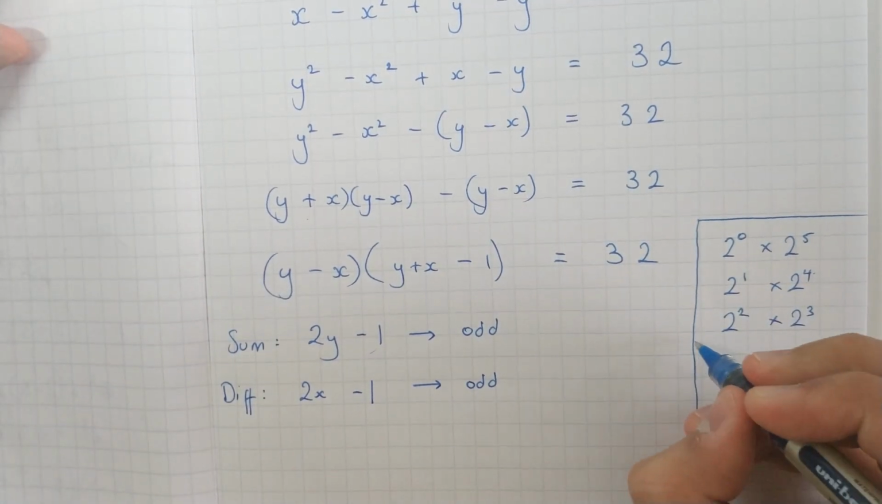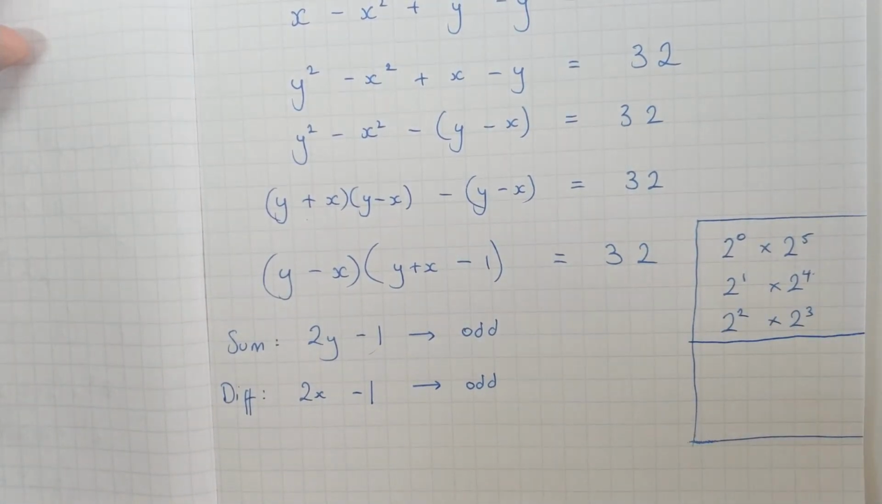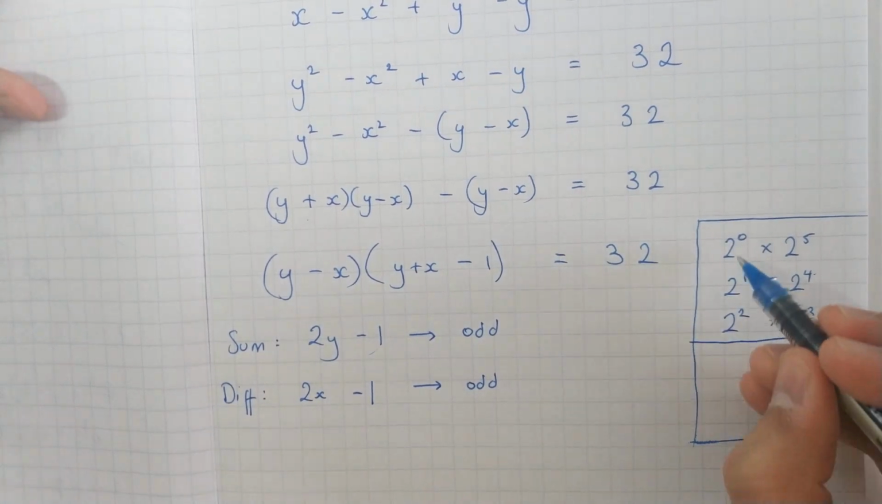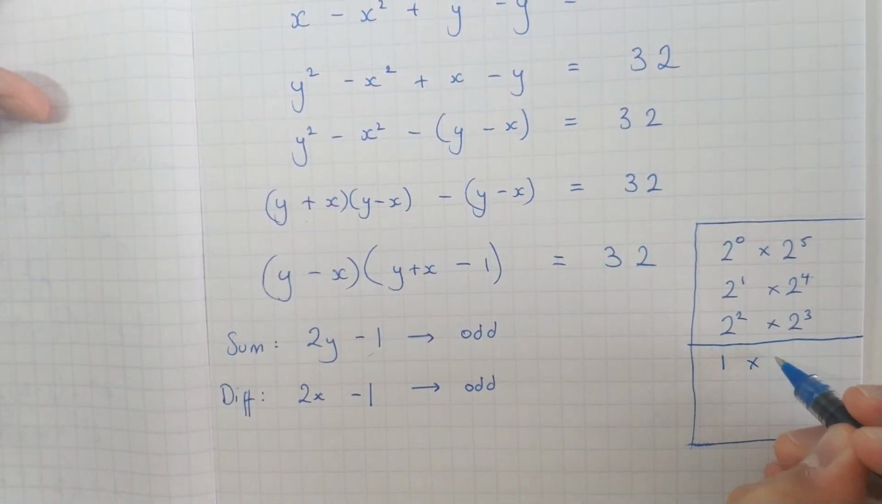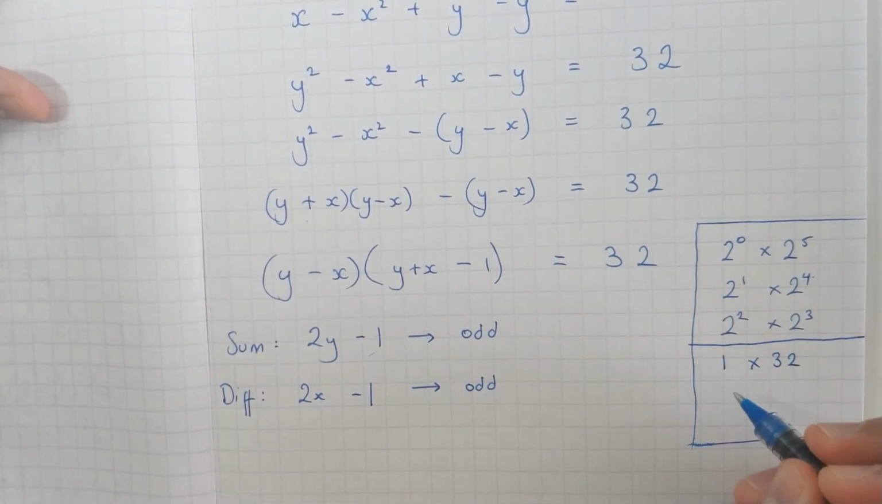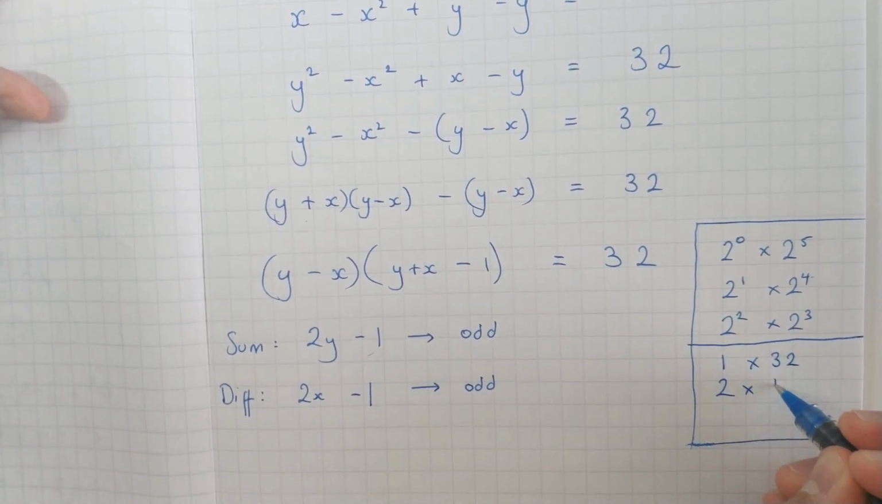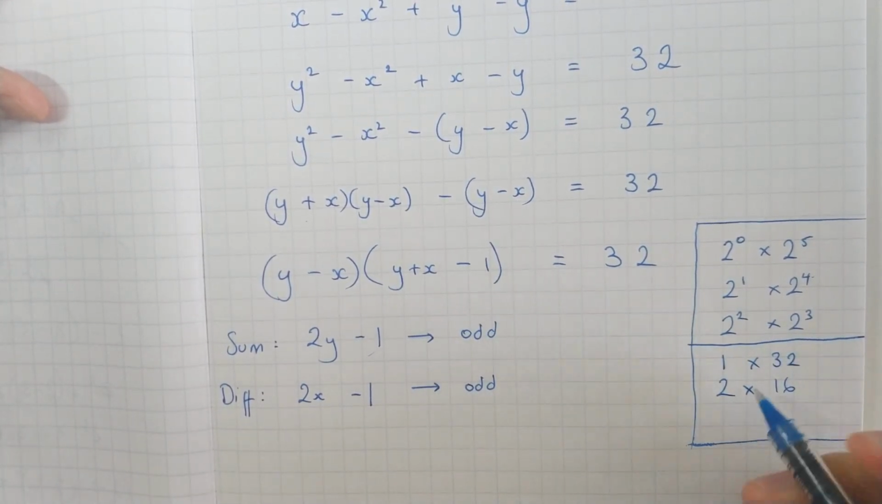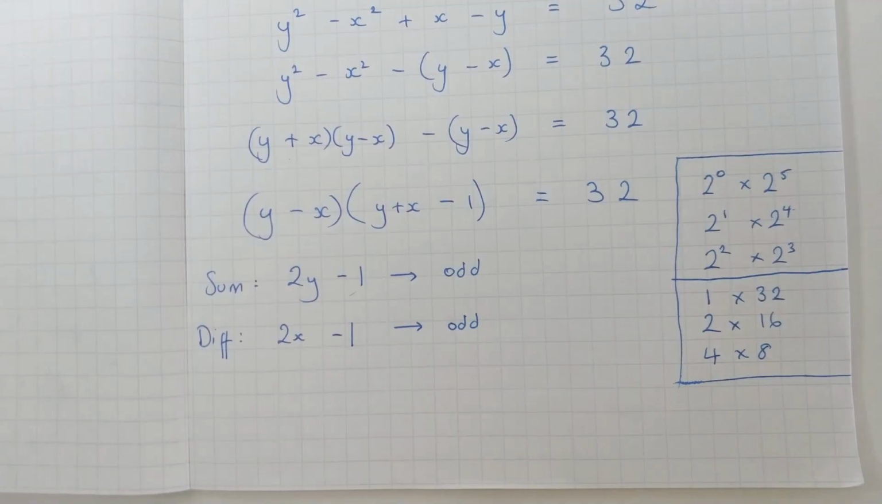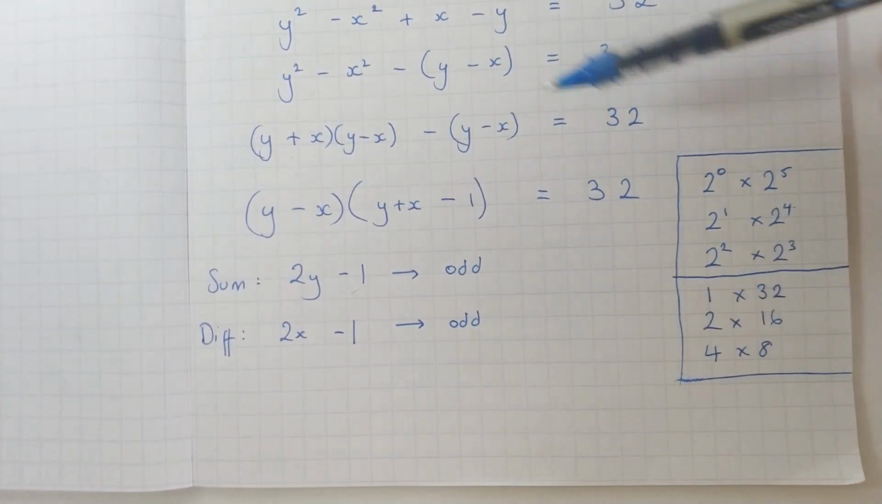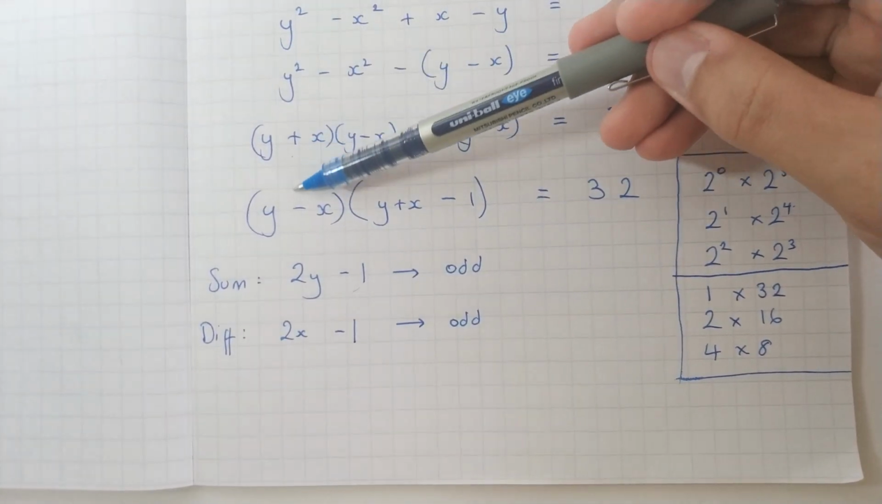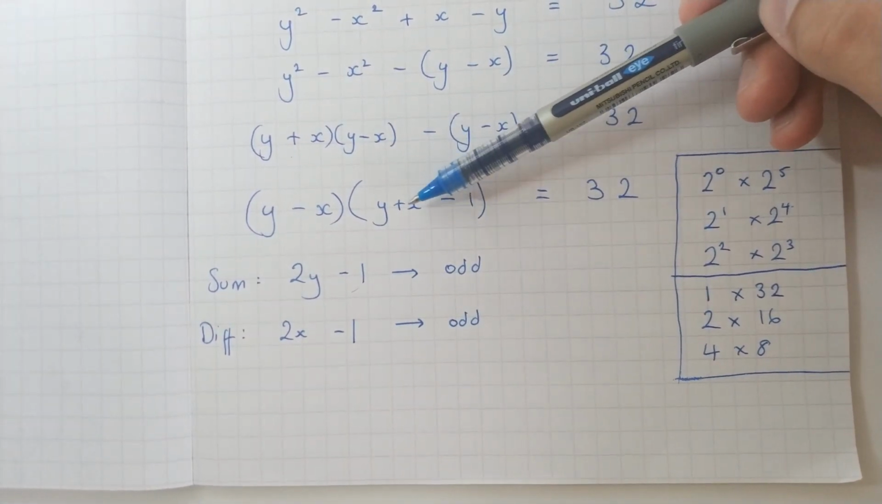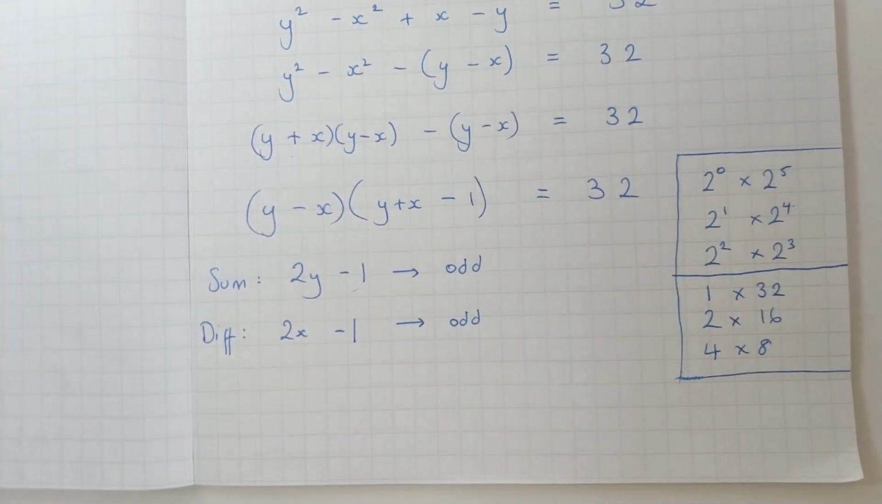What I'll do here is I'll just write these in a more easy to understand way. That's 1 times 32. That's a possible choice. You have 2 times 16, that's another possible choice we have for the factors. And of course we have 4 times 8. Of course I could switch these around, but I already know they're in the right order because this is the smaller one and this is the bigger factor. It's quite clear because y and x are both positive integers.